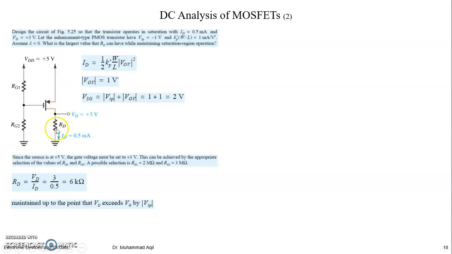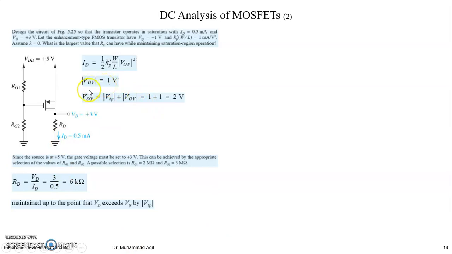VS is 5. If you increase VD, for example, this time VD is 3 volts. So 5 minus 3, VSD is 2 volts, right? And 2 volts means what? If VSD is greater than or equal to VOV, we are in the saturation region. So here VSD is 2 volt, which is greater than VOV of 1 volt. We are in the saturation region. So what would be the critical value of VSD? It is 1 volt, equal to VOV, right?